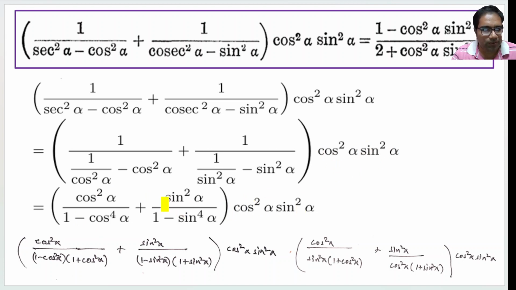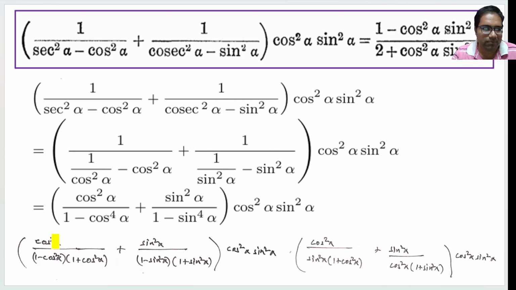So far, so good. Now, this denominator 1 minus cos power 4 alpha is in the form of a square minus b square, so we can write it as a plus b into a minus b. That is 1 minus cos square alpha into 1 plus cos square alpha. Similarly, 1 minus sine power 4 alpha we can write as 1 minus sine square alpha into 1 plus sine square alpha. And this cos square alpha sine square alpha, let it be as is. Now, what is 1 minus cos square alpha? This is sine square alpha.